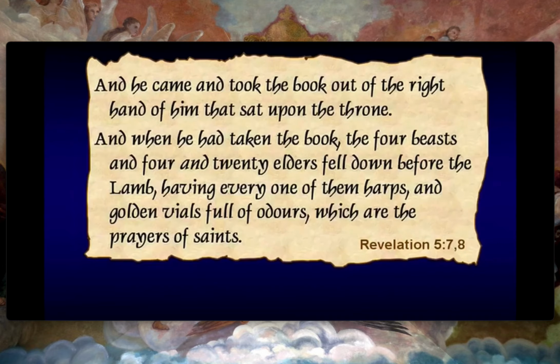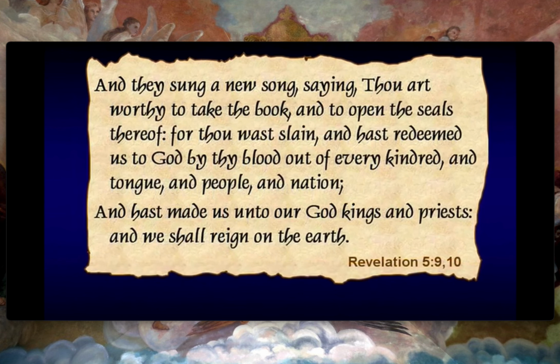In Revelation chapter 5, he came forth and took the book out of the right hand of him who sat on the throne. And when he had taken the book, the 4 beasts and the 24 elders fell down before the Lamb, having every one of them harps and golden vials full of odors, which are the prayers of the saints. They sung a new song, saying, "Thou art worthy to take the book and to open the seals thereof, for thou wast slain and hast redeemed us to God by thy blood out of every kindred and tongue and people and nation, and have made us unto our God kings and priests, and we shall reign on the earth."